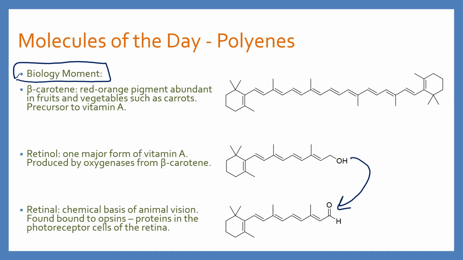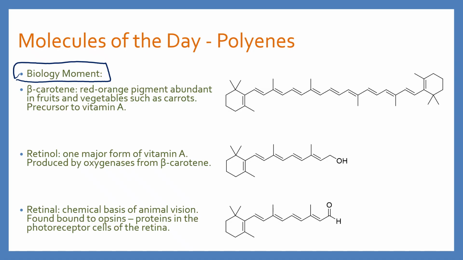This next molecule is what happens if you oxidize retinol. You end up with retinal. This is the chemical basis of animal vision. This is bound to opsins, which are the proteins in the photoreceptor cells of the retina. So this is why for a long time people believed that if you eat carrots, it could improve your eyesight. Turns out that's just wishful thinking, but this is where that idea came from.